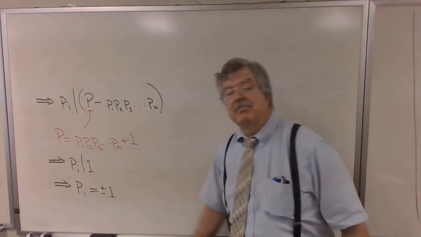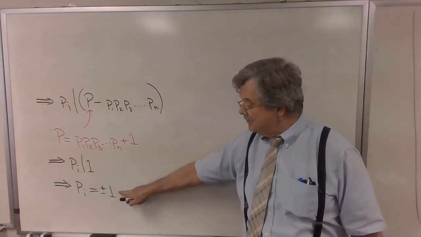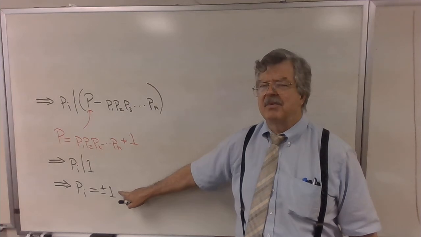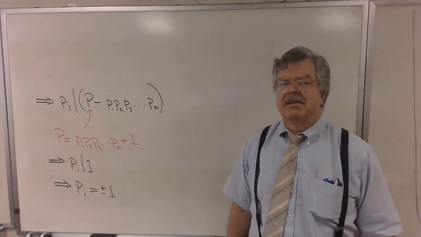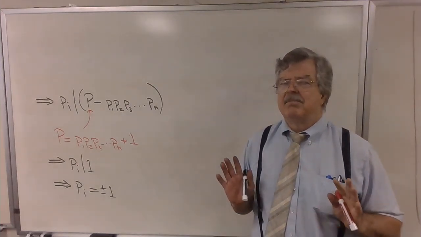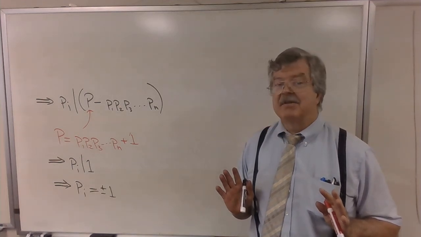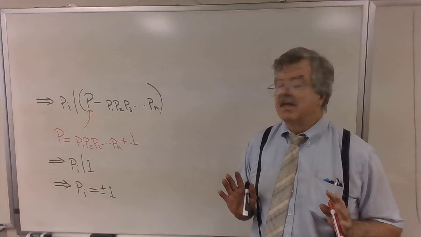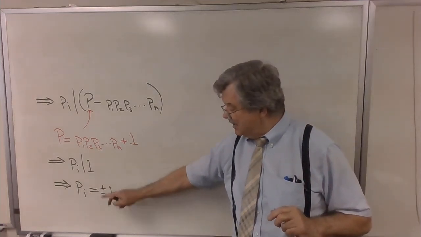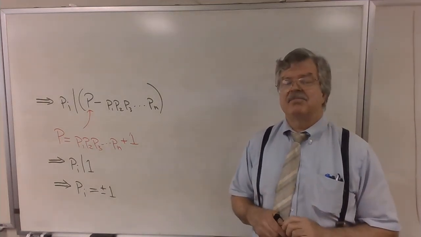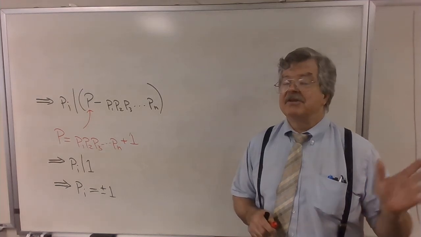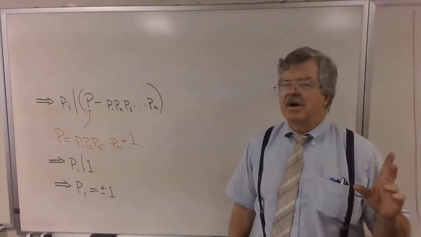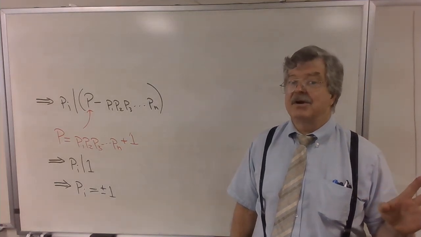P sub i is a prime number, and here it says P sub i is either plus 1 or minus 1. Well, if P is prime, it's greater than 1. So P can't be negative 1. And if P is prime, since it's greater than 1, it can't be 1 either. 1 is neither a prime number nor a composite.